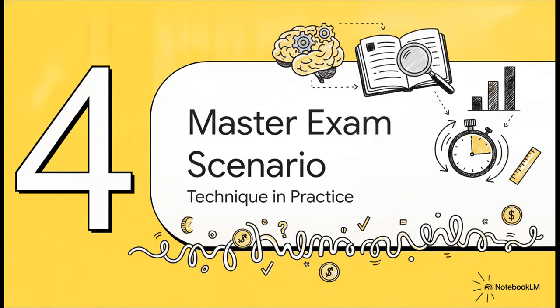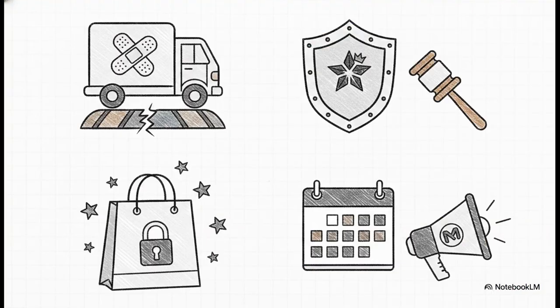Section 4, Master Exam Scenario Application. Let's put this to the test. Okay, always read your instructions and allocate your time based on the marks provided. Here is our master scenario. A retail company carrying on a trade has 4 specific transactions in the 2026 year of assessment. 1. They pay damages to a third party injured by their delivery truck driver.